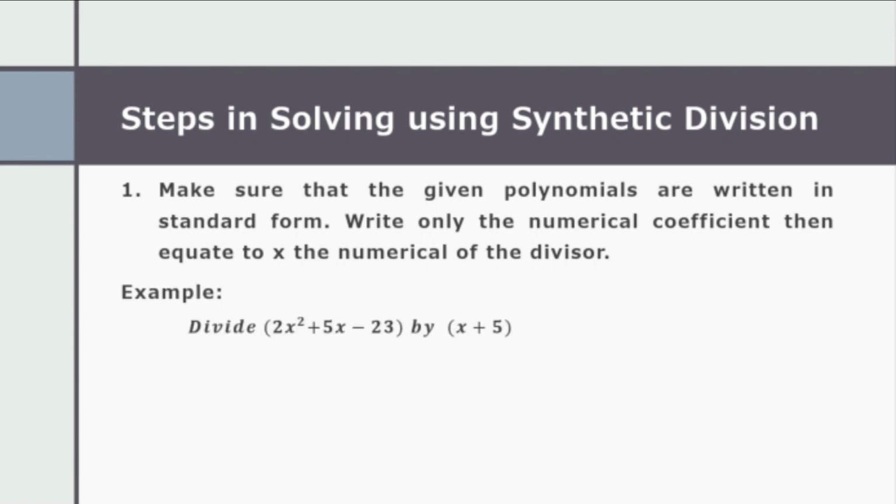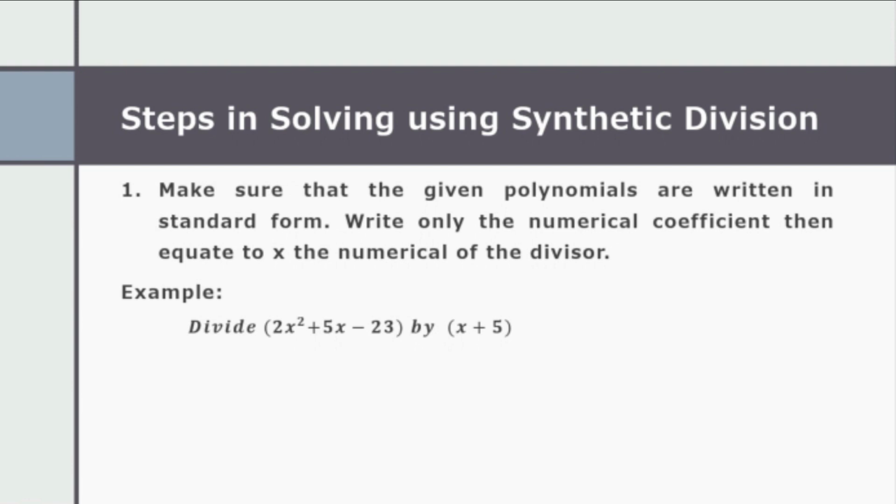Example, divide 2x raised to 2 plus 5x minus 23 by x plus 5. Looking closely at the given, we can say that the given polynomials are written in standard form because the exponents are in decreasing order. Then next, we need to write the numerical coefficient. Let's take a look at the divisor. We have x plus 5. So we need to equate it to x.